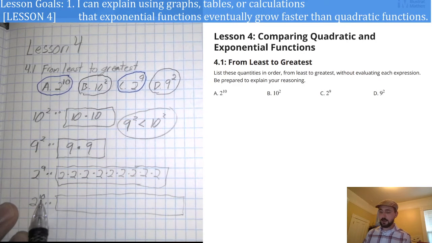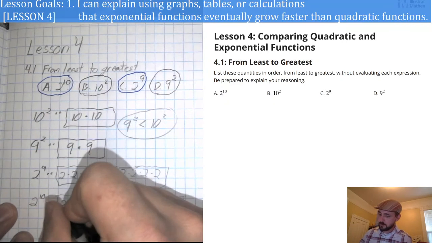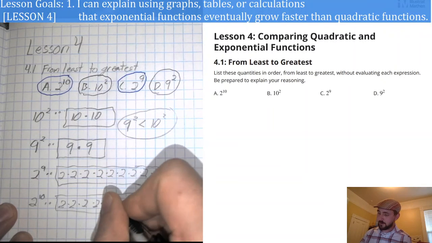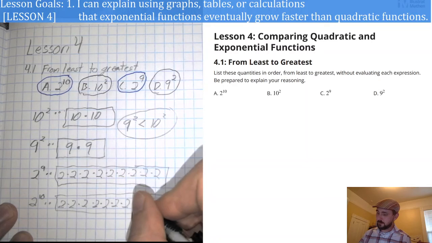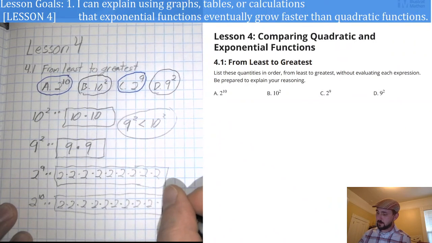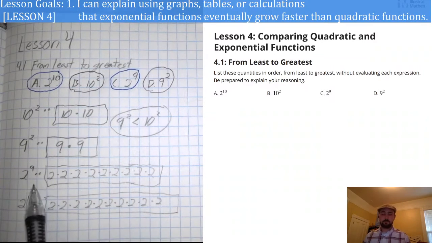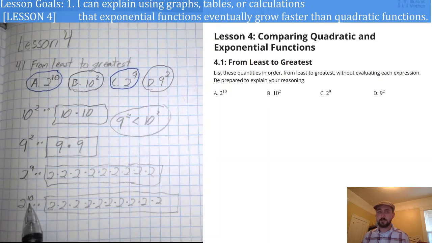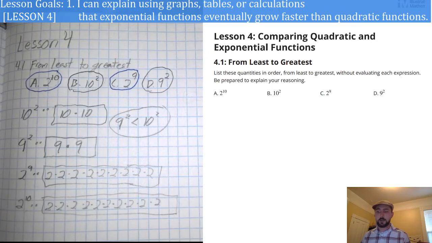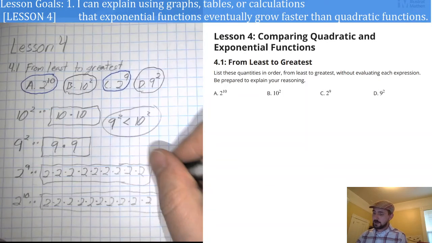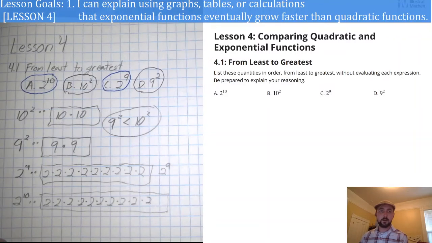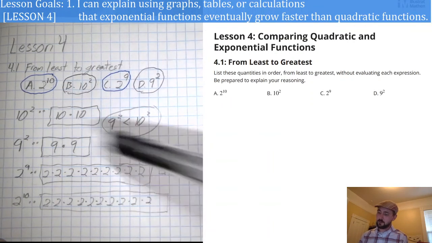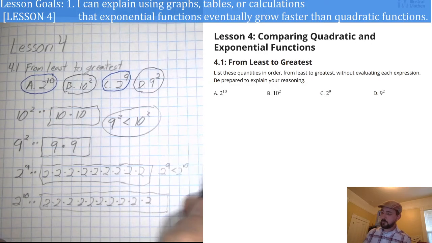then that's the same thing, right? I'll have 10 copies of 2. 1, 2, 3, 4, 5, 6, 7, 8, 9, 10. And so which one of these is going to be bigger? Well, I don't need to multiply them all out to know that 2 to the 10th power has more 2's than 2 to the 9th power. So that means I can say that 2 to the 9th power is going to be smaller than 2 to the 10th power.